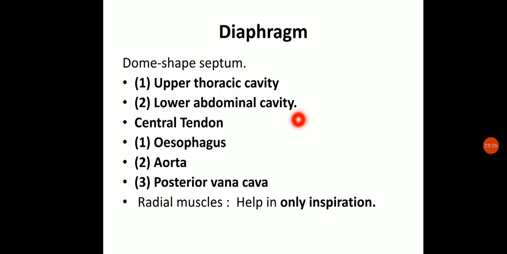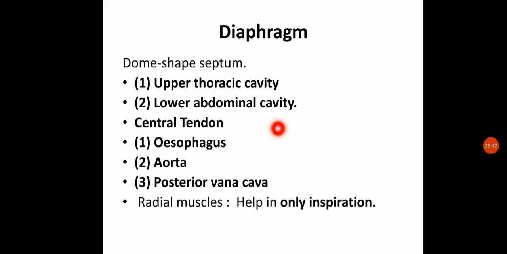Now, it is a dome-shaped septum which divides the body into two parts, the upper thoracic cavity and the lower abdominal cavity. The part above this diaphragm is called the thoracic cavity, and the part below this diaphragm is called the abdominal cavity.